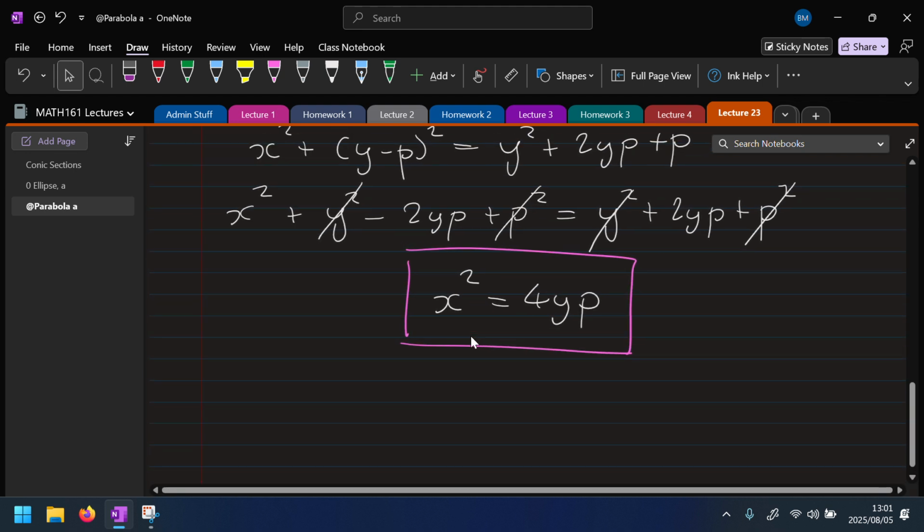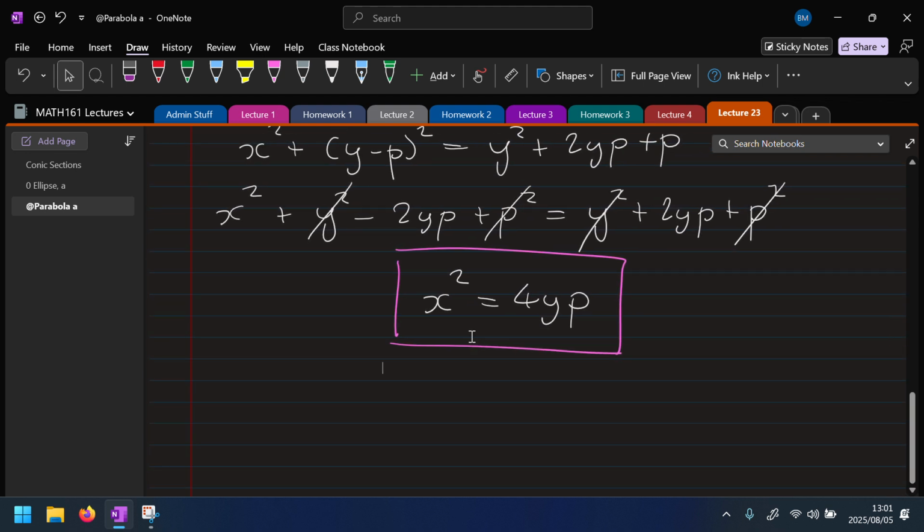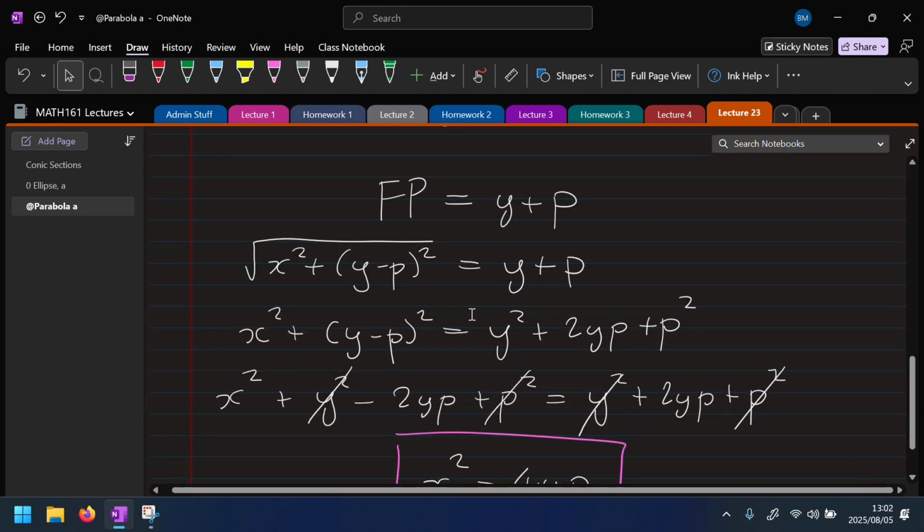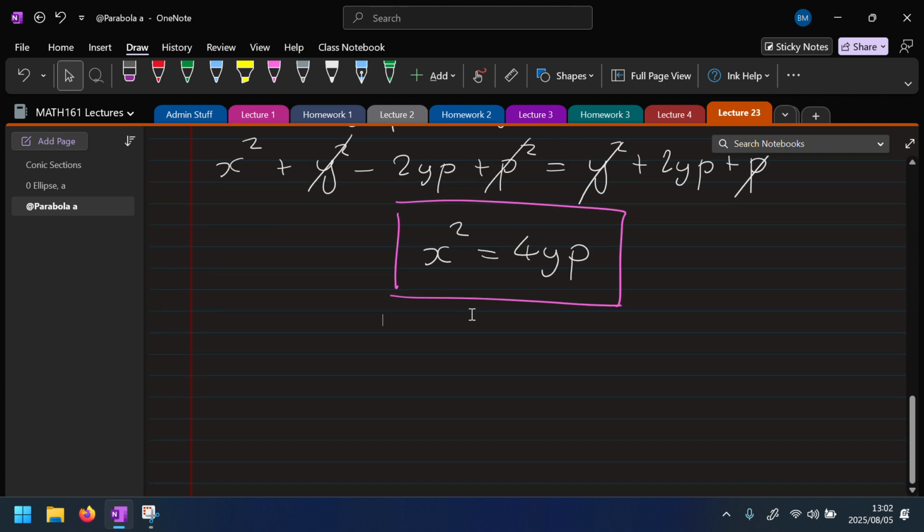Okay, so we end up with this. Now, this is for a vertically oriented parabola, like this one. It goes up or down. We can swap x and y, and then it will be facing left or right. So we can get a very similar equation just by swapping x and y. But we won't go through that. That is on the first page, where I put the two equations.